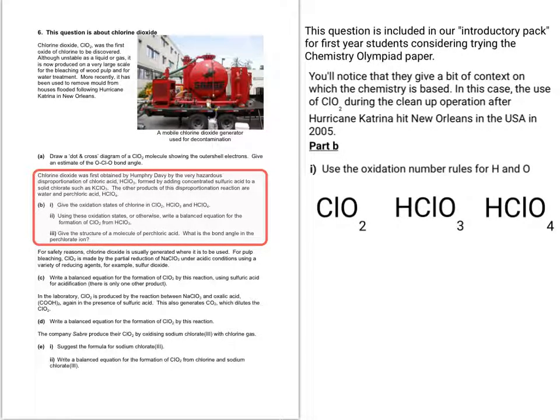So for part 1, they want the oxidation states of chlorine in each of those compounds. So the first thing to do is to use the oxidation number rules for the 2 elements you can do. So starting with chlorine dioxide, you know that oxygen is -2, so there's 2 of them, so 2 lots of -2 is -4. So because it's a neutral compound with an overall charge of 0, you need +4 to balance that out. So chlorine must have an oxidation state of +4.